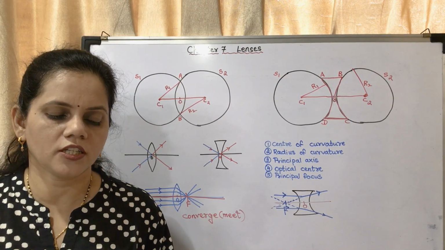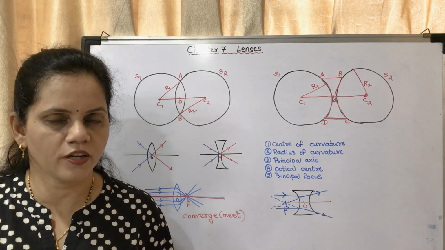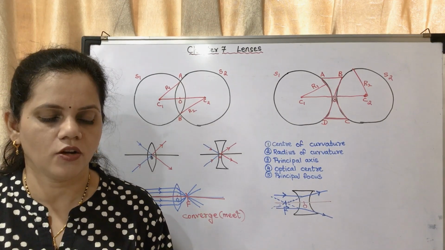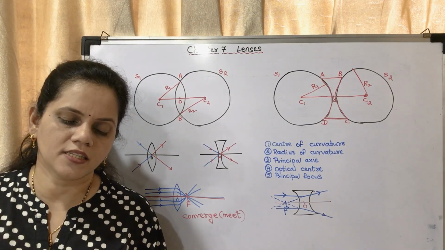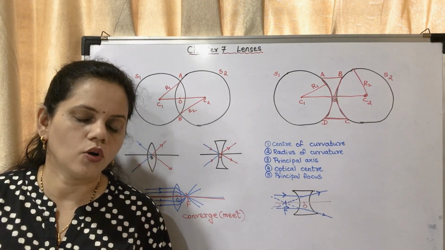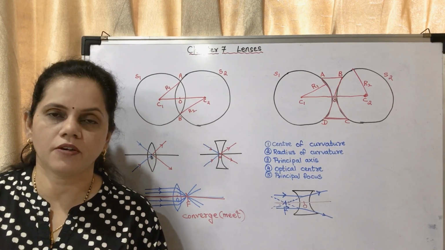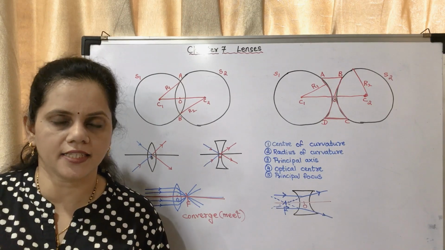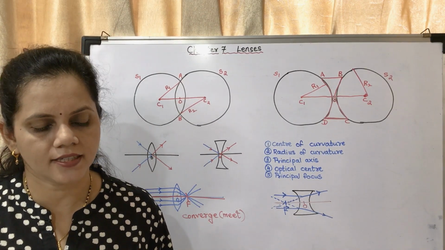This point is called the principal focus of concave lens. That is the definition of principal focus of concave lens. Okay, the next paragraph. Light rays parallel to the principal axis falling on a concave lens go away from one another after refraction. So this type of lens is called a diverging lens. The question is why a concave lens is called a diverging lens.